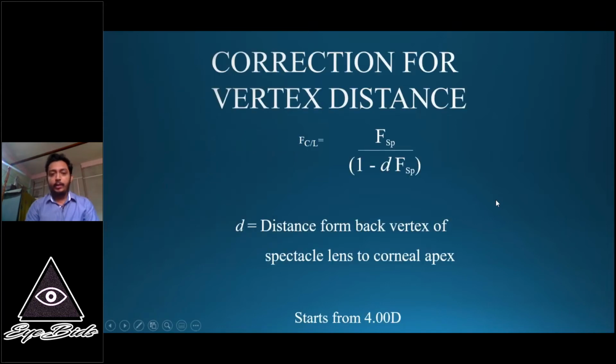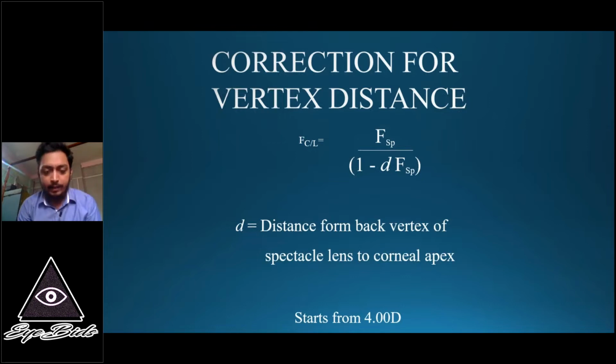Next. So the next slide is the vertex distance correction. Those of you who are from third year or have already passed optometry have gone through this formula: the power of contact lens equals the power of spectacle divided by 1 minus D times FSP. Here D stands for the vertex distance, which all of us know is the distance between the back surface of the spectacle and the front surface of the cornea. So while we are wearing the contact lens, we should correct the vertex distance.